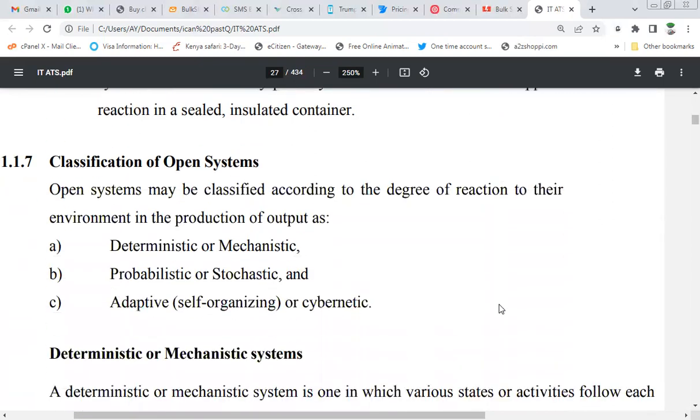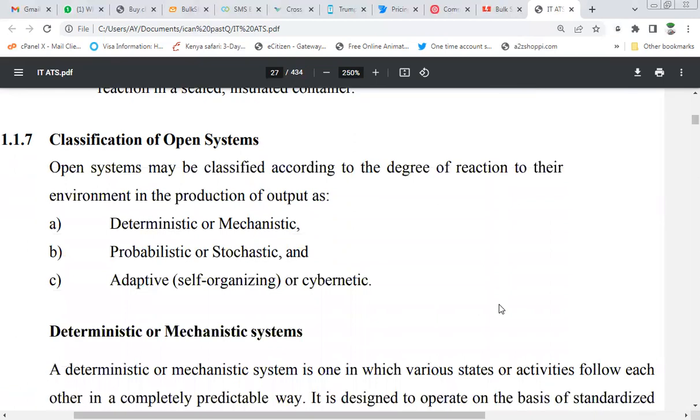So, classification of open system. Open systems may be classified according to the degree of reaction to their environment in the production of output. We have the deterministic and mechanistic system. We have the probabilistic and stochastic system. And we have the adaptive or cybernetic system. You'll be wondering, what are all these terms? You will see them.